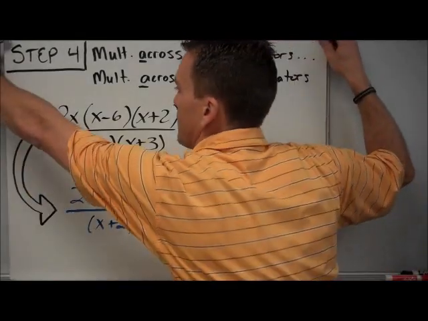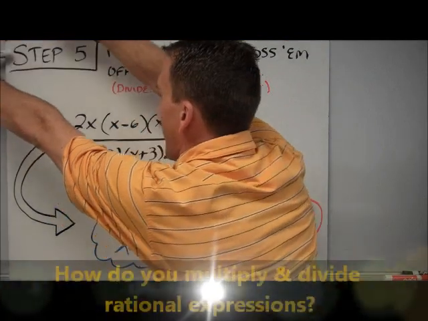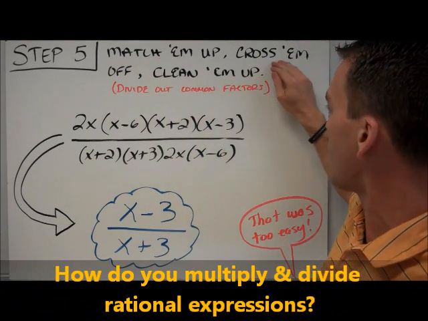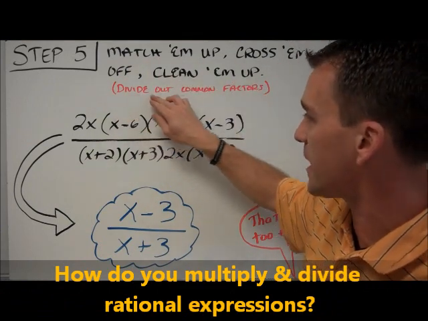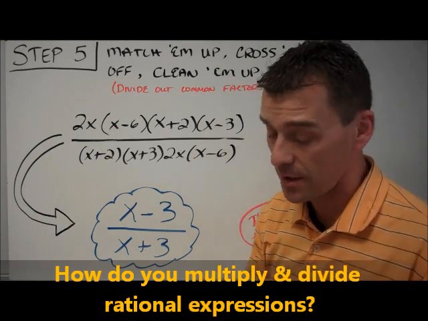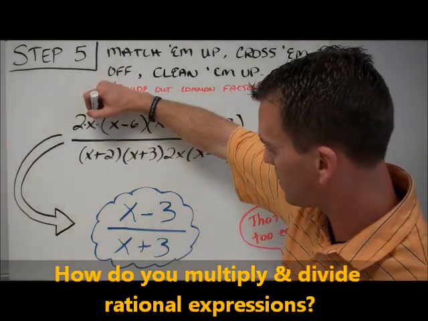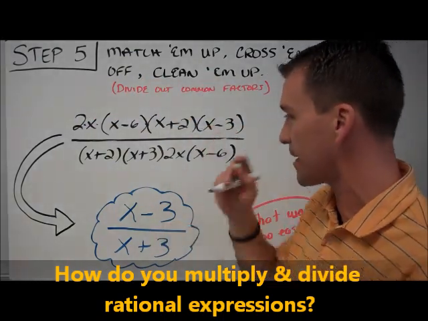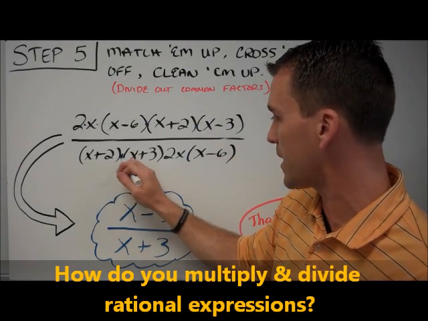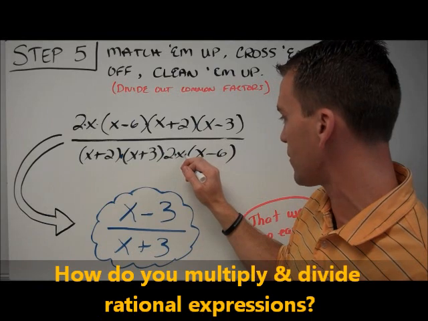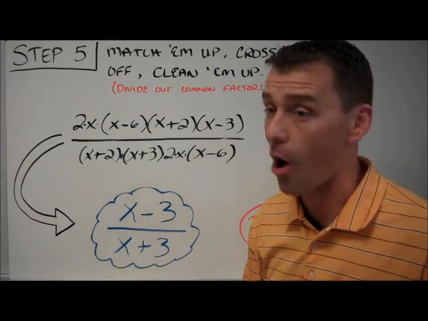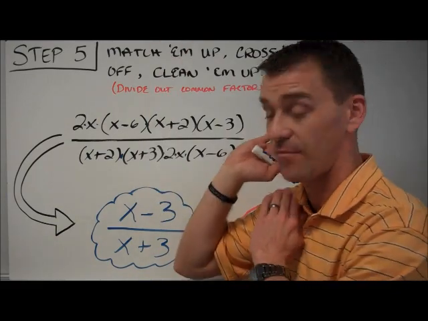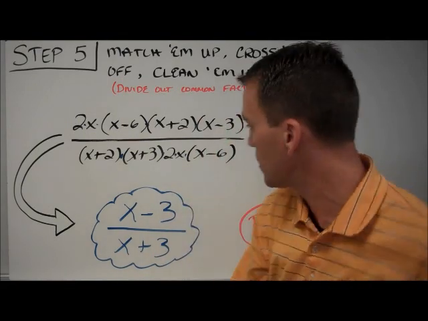And the last step, step number 5, let's do it. Step number 5 is this. You're going to match them up, like we talked about in the last video. Match them up, cross them off, and clean them up. Basically, we're just dividing out any common factors. Because remember, here's what we're doing. We have 2 times x minus 6 times x plus 2 times x minus 3. Down here, these are all multiplied. There's a multiplication, there's a multiplication, there's a multiplication. So these are all factors, all of them. So I can match up my common factors on the top and the bottom. If there are any that are the same, cross them off.